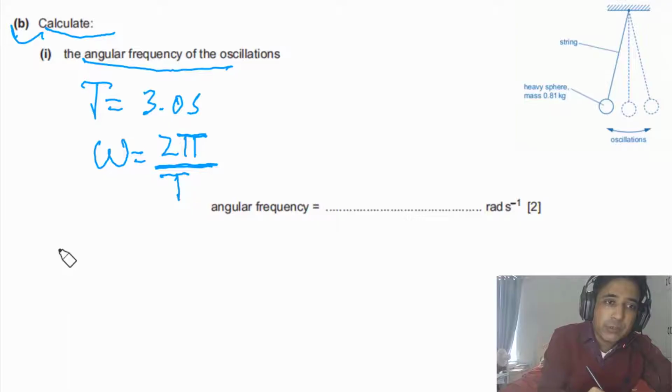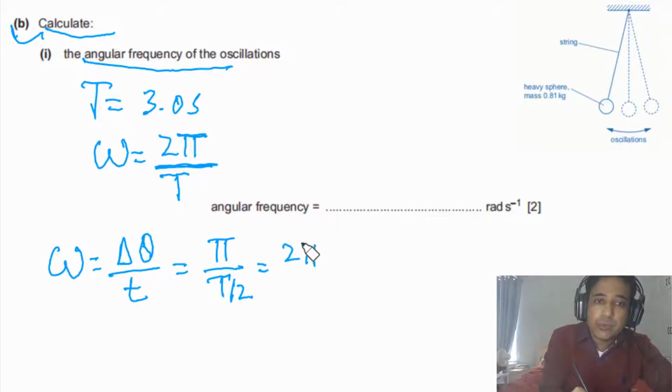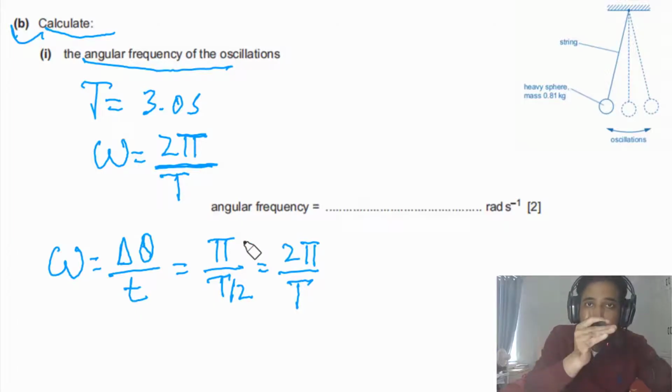So let me explain you a little bit about this one. Angular frequency is equal to angular displacement over time taken. If angular displacement is equal to pi, the time taken will be half of the period, T by 2. So again you will get 2 pi divided by T. So this is the angle covered divided by time taken. So this is the main idea.